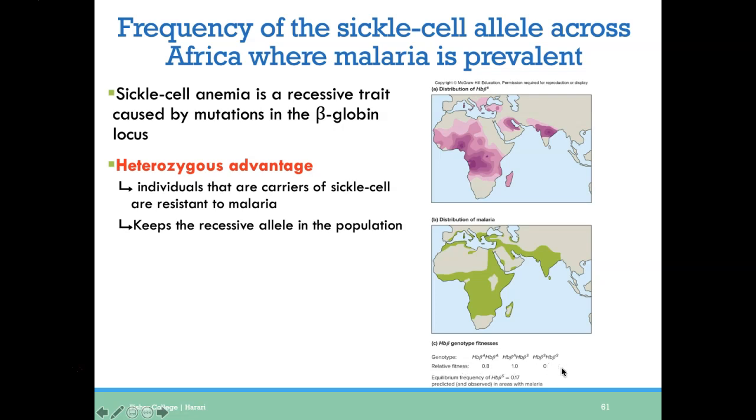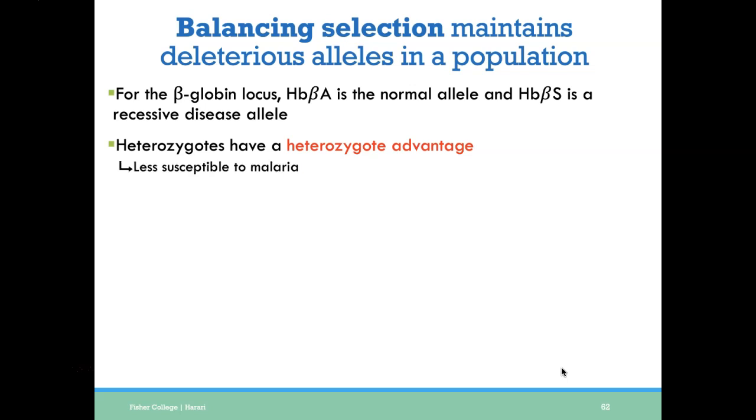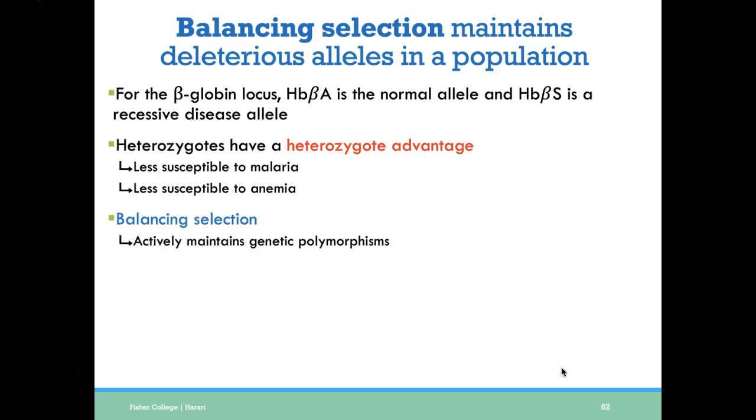So the relative fitness can change based on the time and place. Balancing selection is what it's called when it maintains the deleterious allele in the population. So the beta A is the normal, beta S is the recessive disease allele, and since the heterozygotes have a heterozygote advantage that makes them less susceptible to malaria, there's this balancing selection that keeps that bad allele in the population. So it actively maintains genetic polymorphisms, mainly due to the heterozygote advantage.